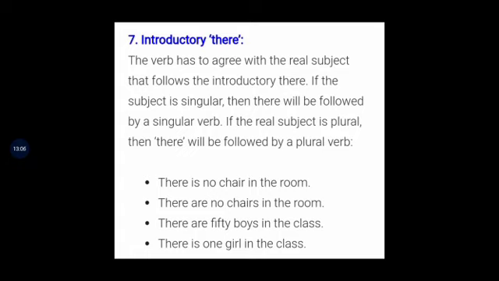There are 50 boys in the class. 50 boys is the subject. So here we need to take the plural form of the verb. There are 50 boys in the class. There is one girl in the class. So here one girl is the subject, a singular subject. That's why we have used is as the singular verb. There is one girl in the class.